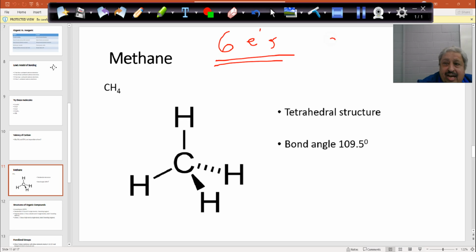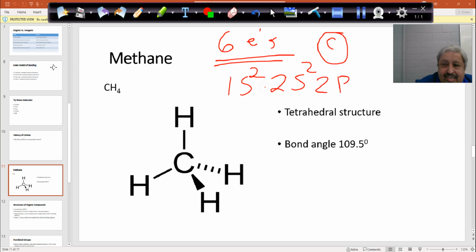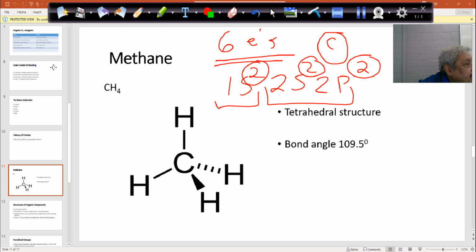So carbon will have a maximum of 6. So 1s2. The first orbital of carbon is 1s. Then you have 2s2. That's how many? 4. Then 2p, that's the second orbital, that's the first orbital. 2p what? 2. So if you add these, that makes 6 electrons. You learned about this, I think you still remember it.